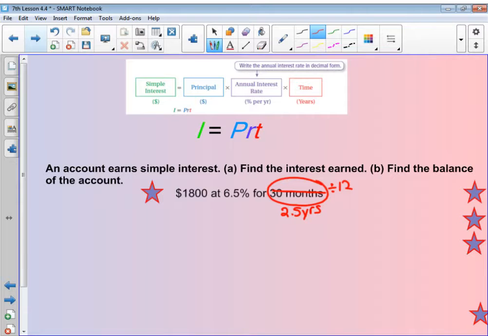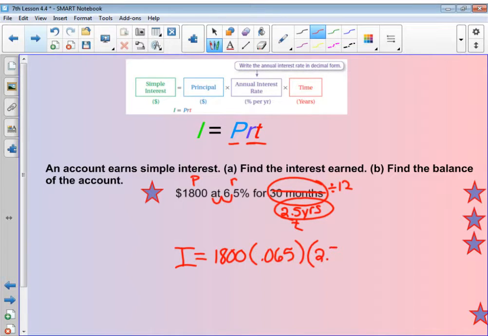So this is our principal, this is our rate, and this is our time. We're going to plug in this information. So our interest equals our principal, $1,800, times our rate, 6.5, which I'm going to change to its decimal form, 0.065, and yes, we'll keep 3 decimals on that, times now our number of years. Instead of 30 months, we're going to use the year format of 2.5 years.